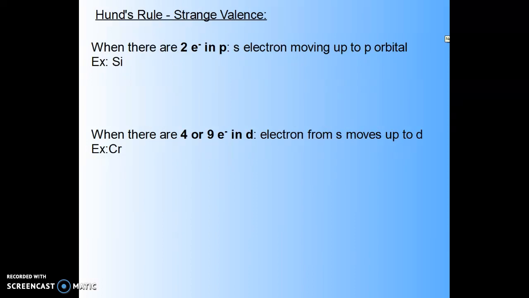Okay, so Hund's rule has some interesting exceptions that will cause us to have to change how we wrote our orbital notation or electron configuration. It's going to be a little easier for us to see this in orbital notation. Hund's rule was saying that we need to put 1 electron in each orbital before pairing them up. So the cases in which you'll see a strange occurrence is when there are 2 electrons in the p orbital.